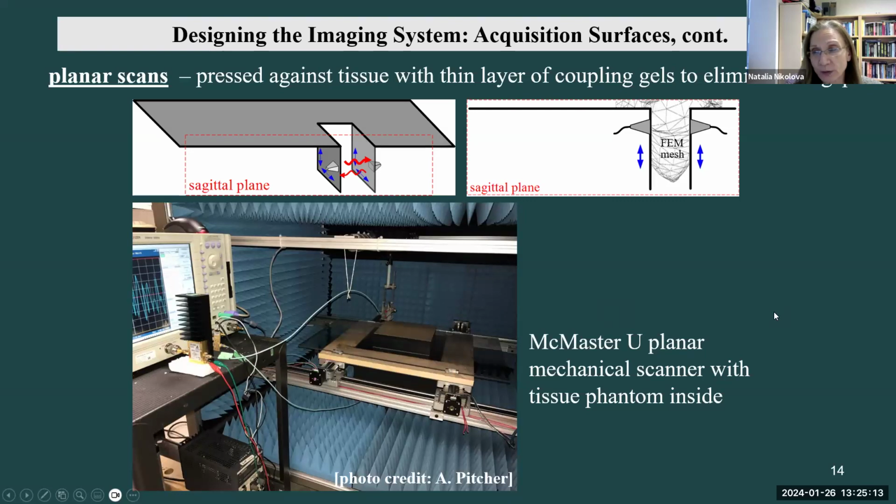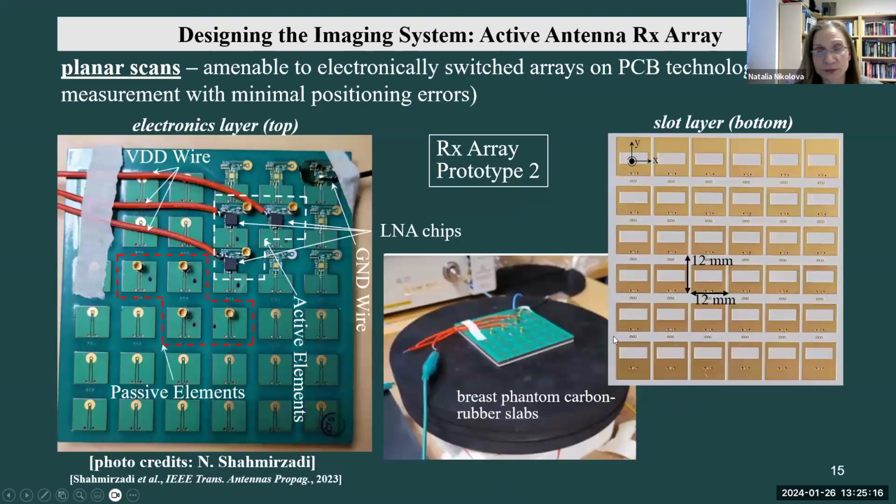No patient can wait for half an hour or 1 hour to be scanned. And so electronic scanning is challenging. And on the other hand, planar scans are very amenable to electronically switched arrays realized on PCB technology. So these are arrays where we do not want to scan. They're just pressed against the tissue, so no mechanical scanning. And the array, the receiving array, each antenna is switched one at a time to receive the signal.